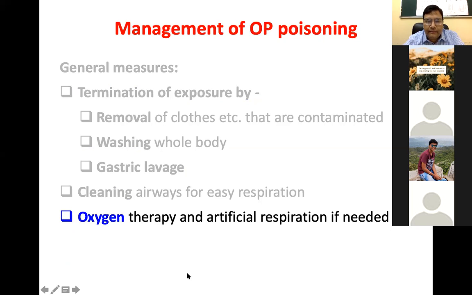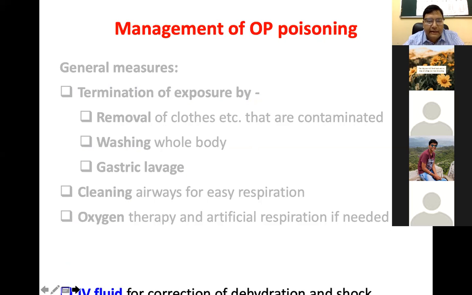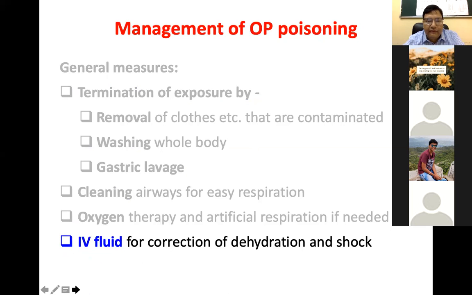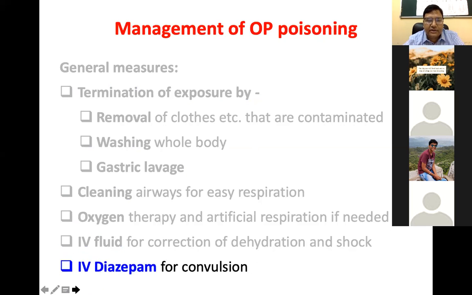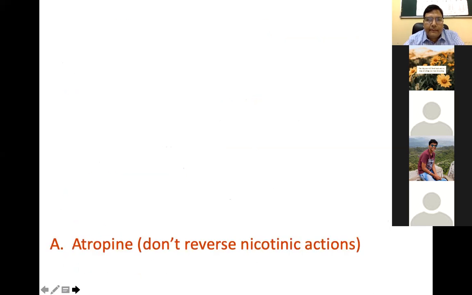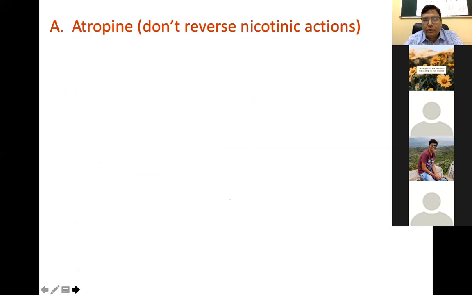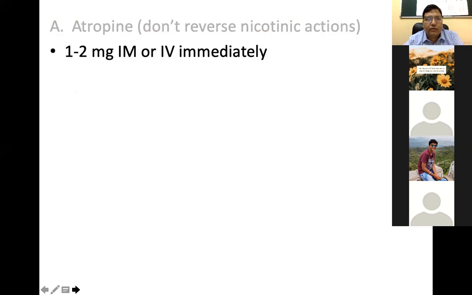We provide oxygen therapy for respiration if needed. Then we supplement IV fluids for correction of dehydration and shock, and for convulsion we give IV diazepam. Apart from that, we have the specific antidotes for organophosphate poisoning, that is atropine and the oximes. Atropine is not going to reverse the nicotinic effects.